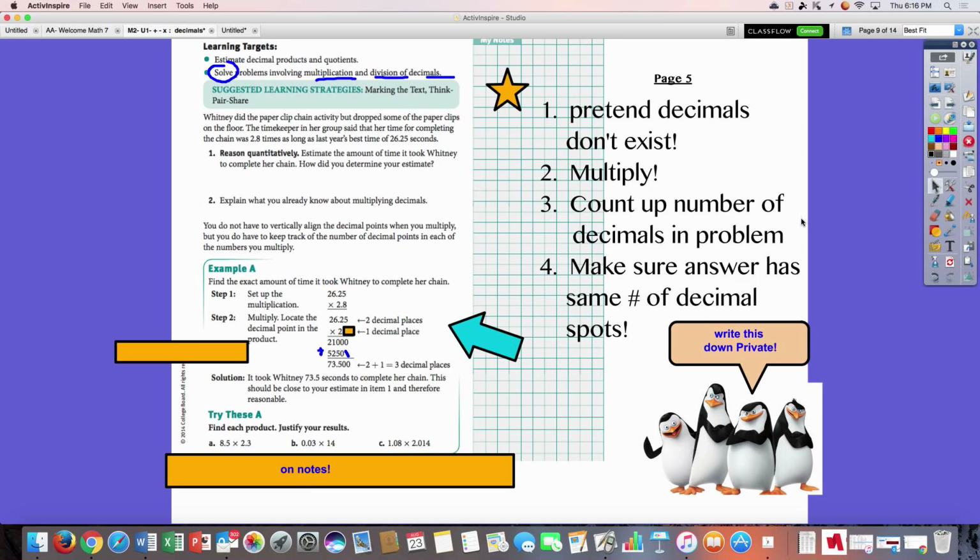Now here's the important part, and we'll do some more examples. There are 2 decimal places to the right here, and 1 decimal place to the right here. 2 plus 1 is 3. So my answer needs to have 1, 2, 3 decimal spots. And you just got to estimate. 26 is about 25. 2.8 is about 3. 3 times 25 is 75. Is my answer close to 75? Oh, yeah, you betcha. All right, let's keep going.